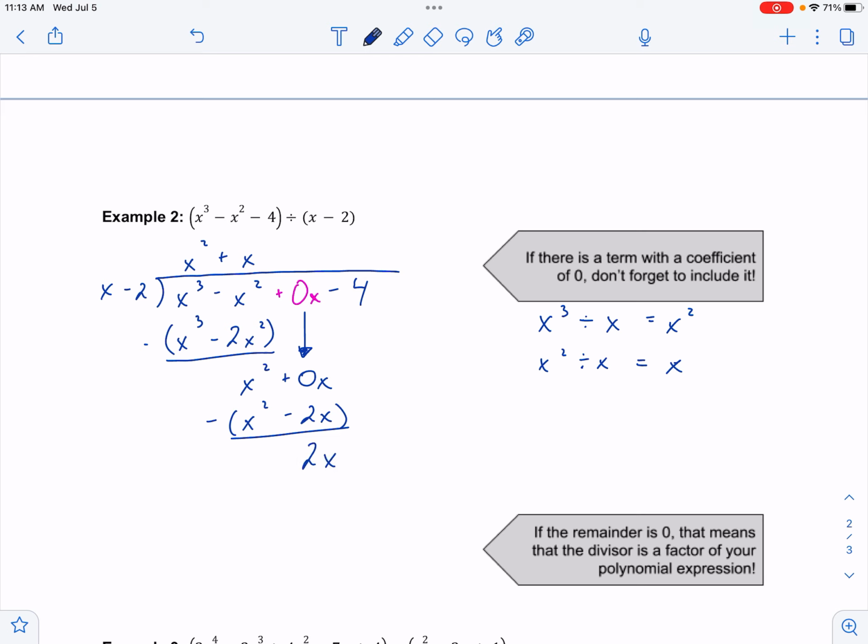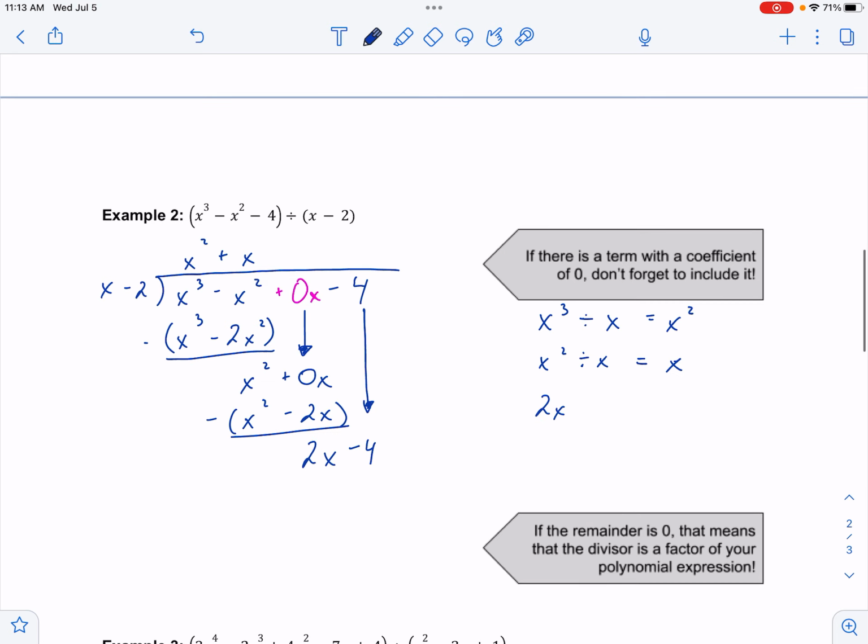And if we hadn't had that 0 here, this 2x would have been lost and the division would have been incomplete. That's why we need to include that 0x as a placeholder until we've completed the question. Now I can drop down my negative 4. Once again, I repeat. 2x divided by x is 2. So I'm going to add a 2 up top here.